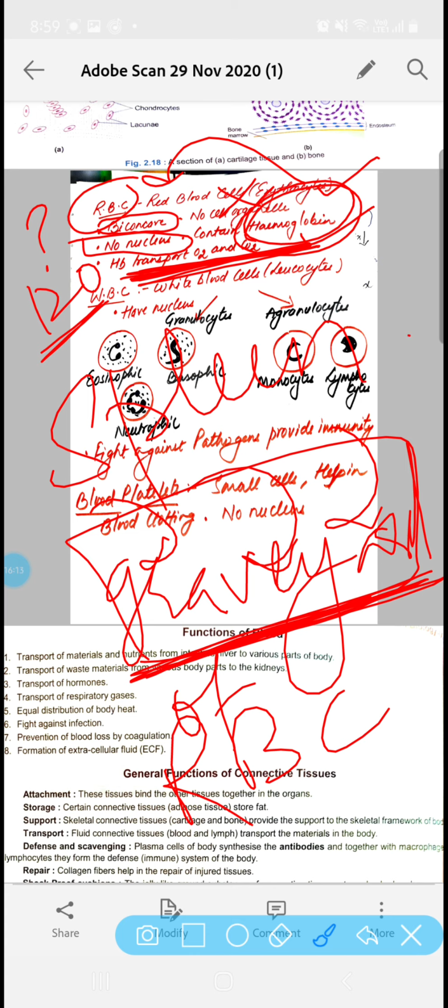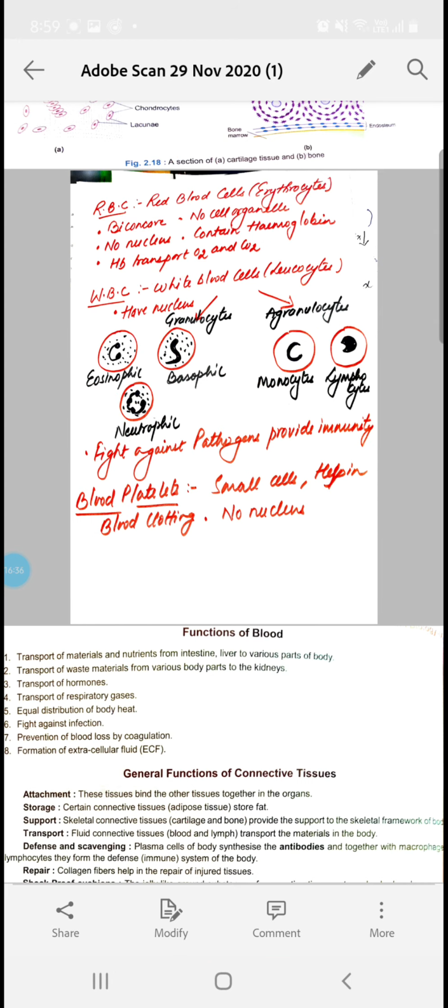Okay. So if we talk about the deficiency in people who don't have the proper amount of RBCs, the amount of RBCs is roughly 5 million. A healthy human being should have 5 million RBCs in blood. So if the patient has a lower amount of RBCs, that patient is suffering from a disease called anemia.